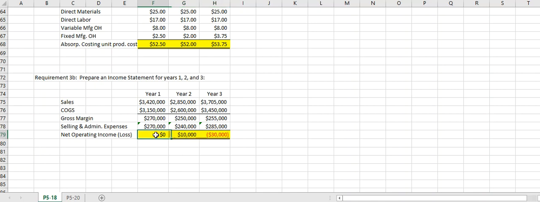I think the hard part is, for one, scrolling up and down, and two, remembering where those selling and administrative expenses go, and remembering what to multiply by, whether it's the number of units that was sold or the number of units that were produced. That is a little bit tricky, but hopefully this example will give you something to go by as you do your homework. And as always, if you need help, never hesitate.